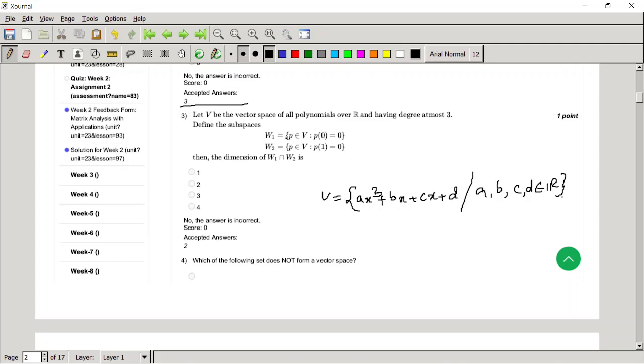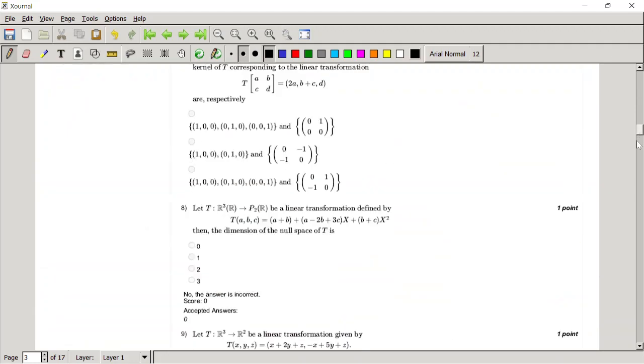W1 is the polynomials in V for which P of 0 has to be equal to 0, and similarly for W2, P of 1 has to be equal to 0. Now it is asked the dimension of W1 intersection W2. Let's see how to do this problem.